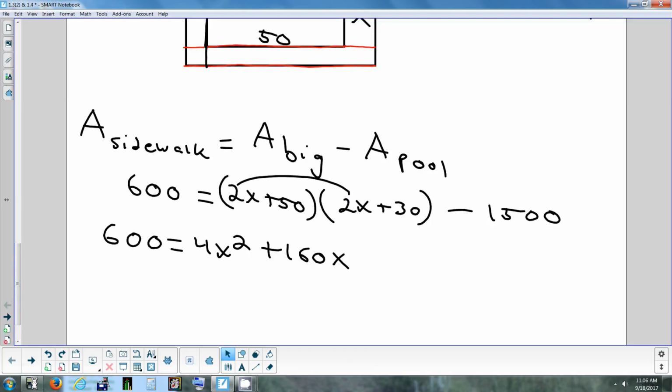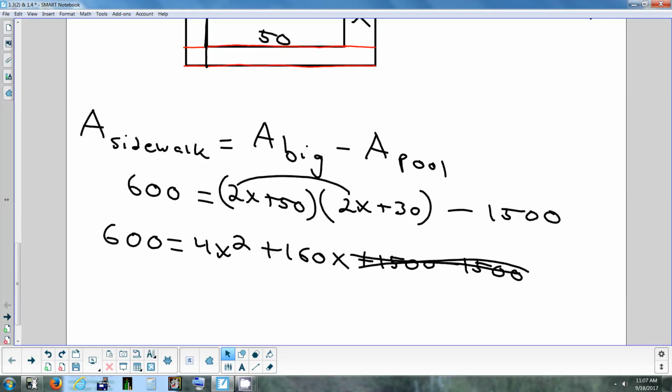Right, now watch what's going to happen in this last part. Colleen, what's 50 times 30? Yep, we get 1,500. And I have a minus 1,500 on the end. Okay, so what happens there? Yep, the 1,500s cancel out. And we're left here with an equation where the highest exponent is a 2.